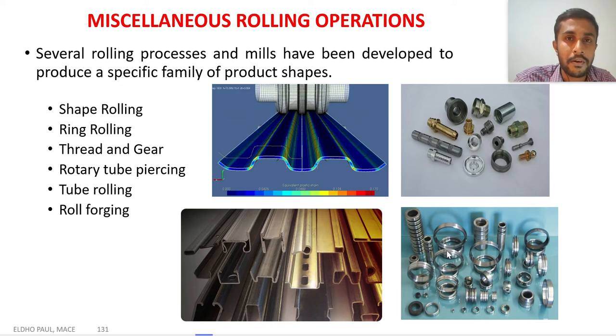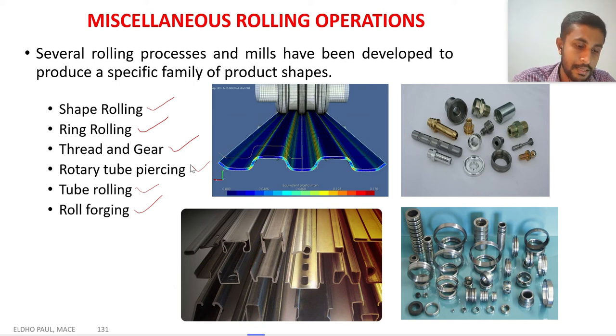And other than this flat rolling process, different types of cross sections or different shape products can be made using rolling process. So in this lecture I am going to explain these miscellaneous rolling operations to produce different varieties of products or components made by this rolling process. There are several rolling processes and mills that have been developed to produce a specific family of products and shapes. So here in this lecture I am going to explain the shape rolling process, ring rolling process, thread and gear rolling process, rotary tube piercing process, and tube rolling and rod forging process. So using these six types of process we can create different varieties of products using rolling process.